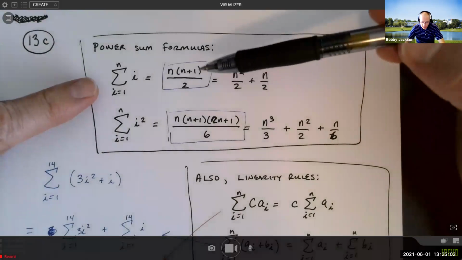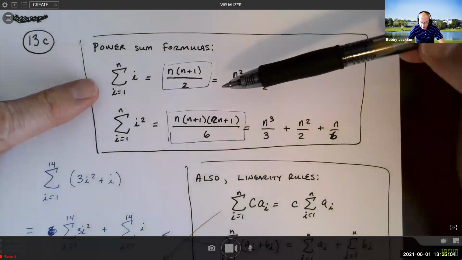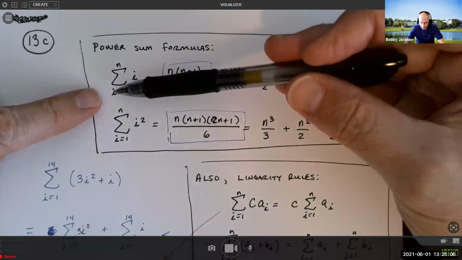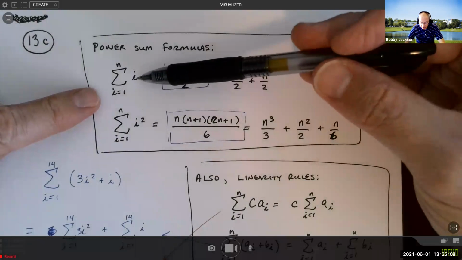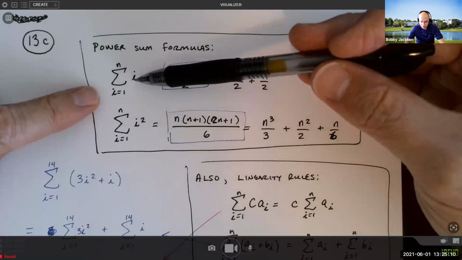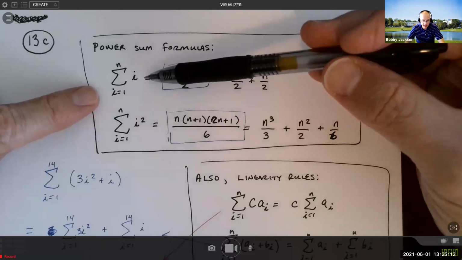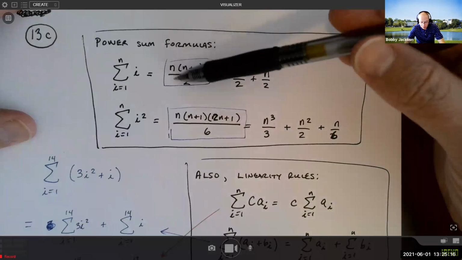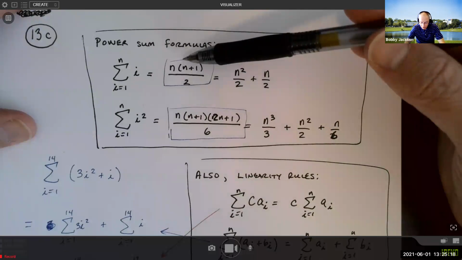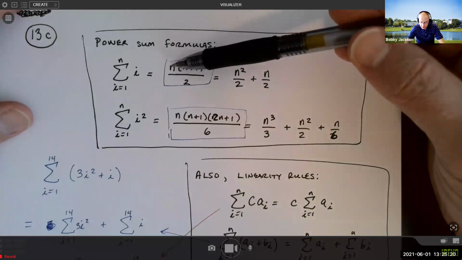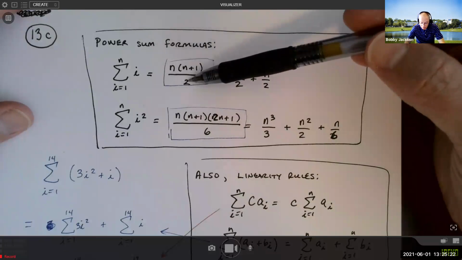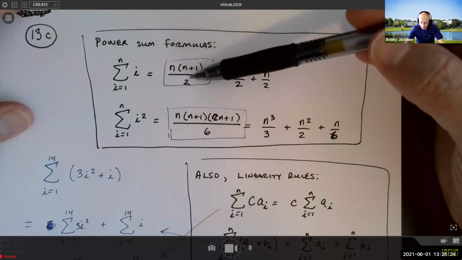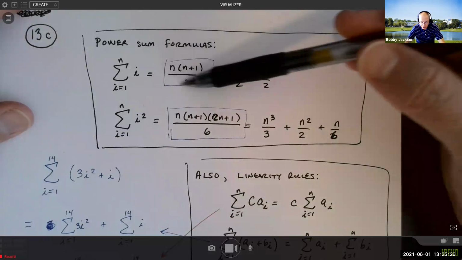A lot of you will have this first one here memorized. This is really the sum i equals 1 to n of i, which is just 1 plus 2 plus 3 plus 4 plus 5 plus 6 all the way up to n. So it's the sum of the first n numbers. And this is the solution to that sum. It's really whatever n is times 1 more than n, divided by 2. Now, there's this form here, and this is the form I'm actually going to use for these problems.